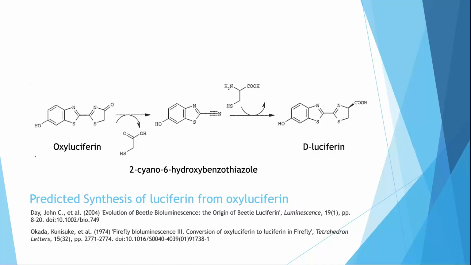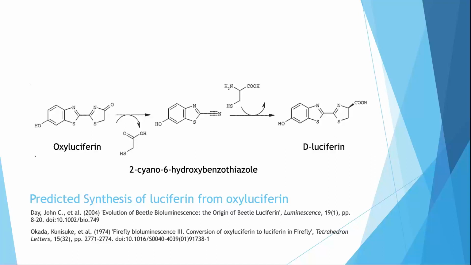oxyluciferin and 2C6HB, which is this intermediate, 2-cyano-6-hydroxybenzothiazole, into live fireflies, and they detected tagged luciferin over time, which suggests that the oxyluciferin and 2C6HB were recycled back into luciferin. The addition of cysteine sped up this reaction, and it was indicated that it was a two-step reaction. So in this first step, it is the transformation of oxyluciferin to this 2C6HB intermediate, and then the condensation of this intermediate with cysteine to yield luciferin.